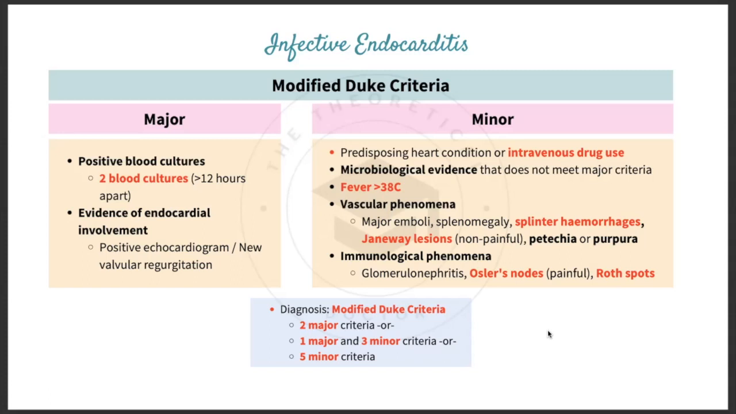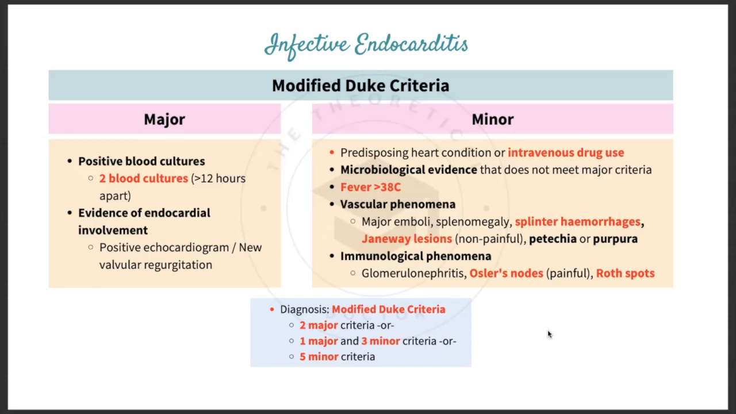Or there is evidence of endocardial involvement. So like if you did an echocardiogram, you actually visualize that this part of the heart is impaired, and there's new valvular regurgitation. Okay, so that's for major.